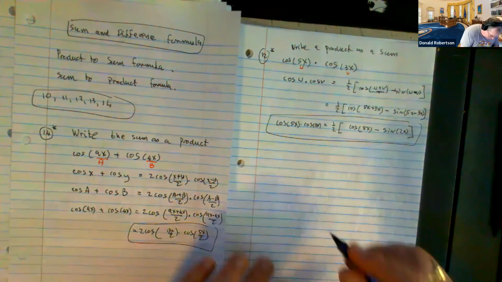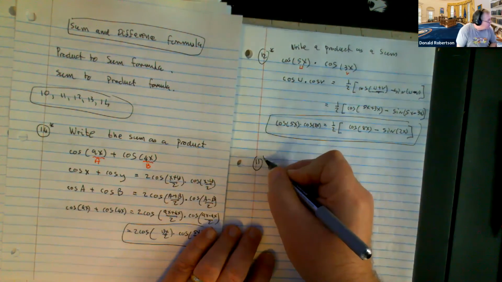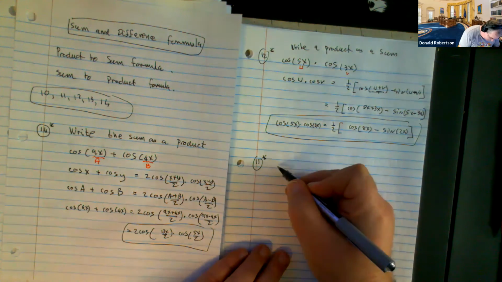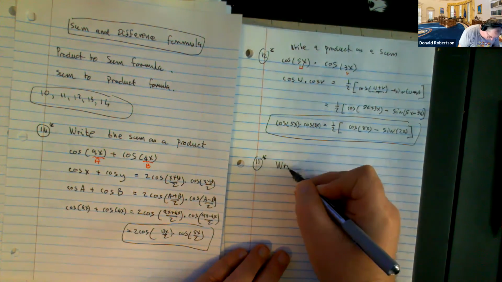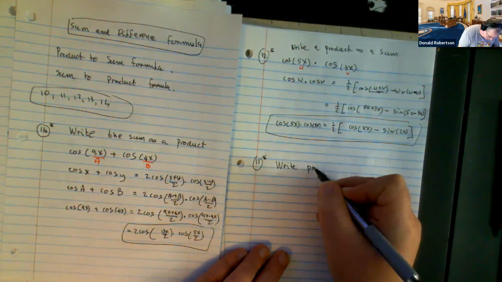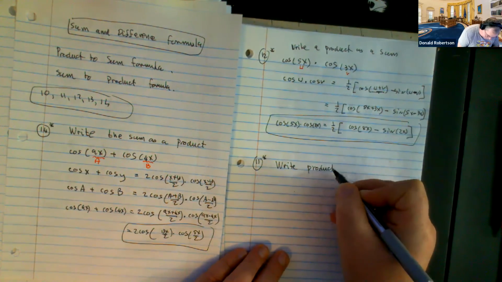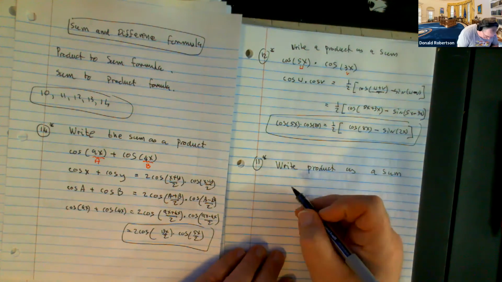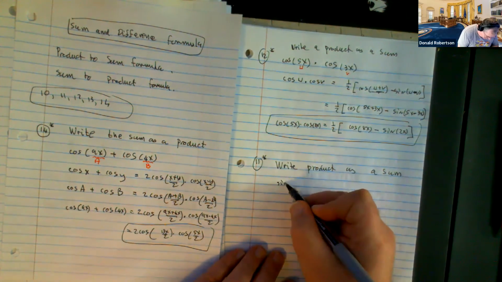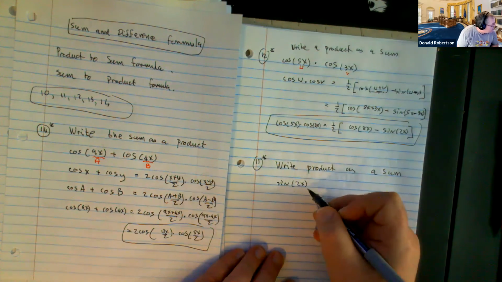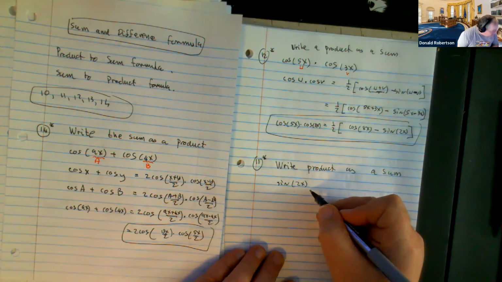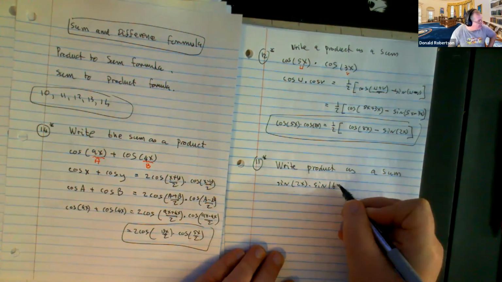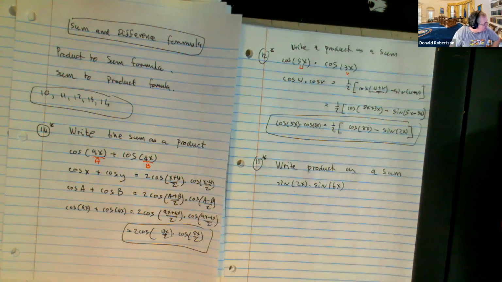Do 11. Question 11 says, write the product as a sum. Well, the one that we're meant to do is the sine of 2x times the sine of 6x. And this guy has a little hiccup at the end, which I'll have to show you.